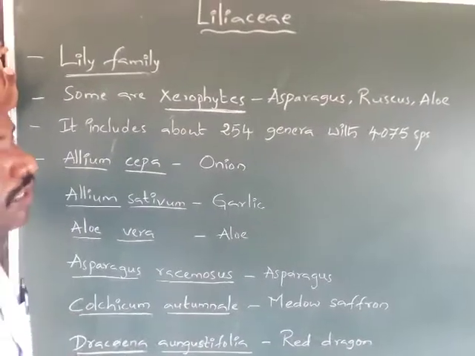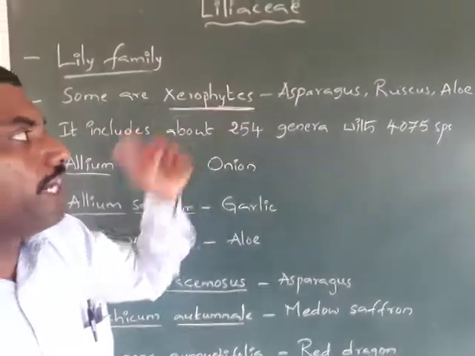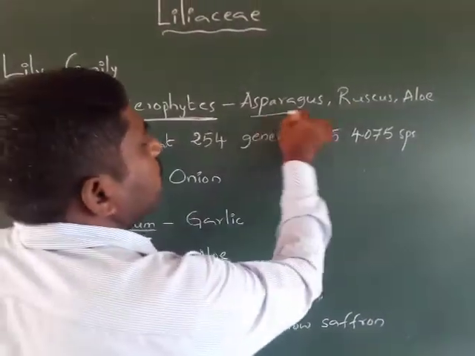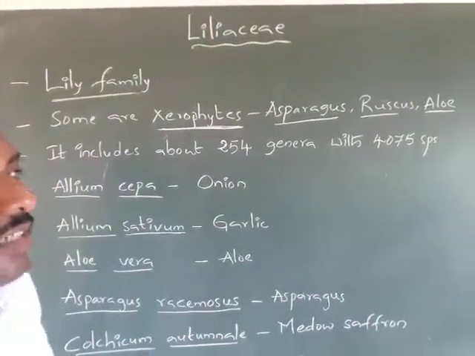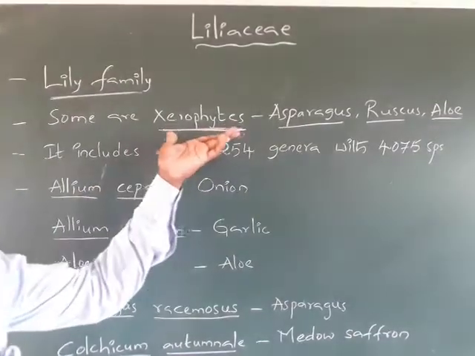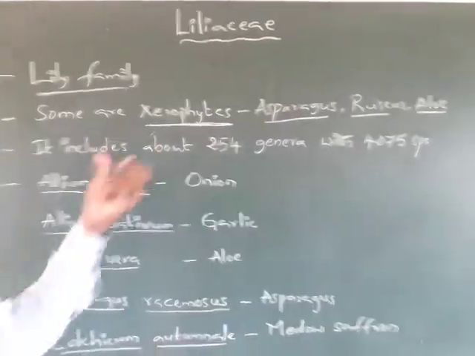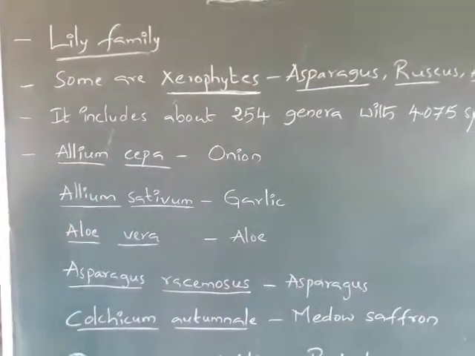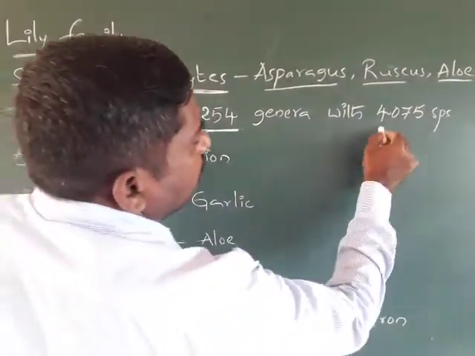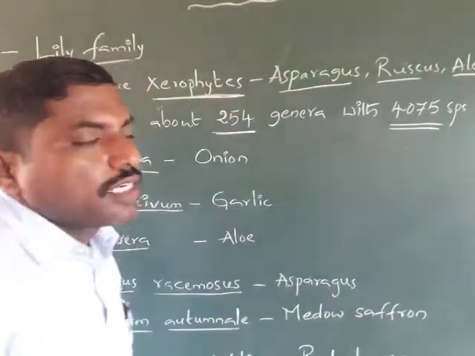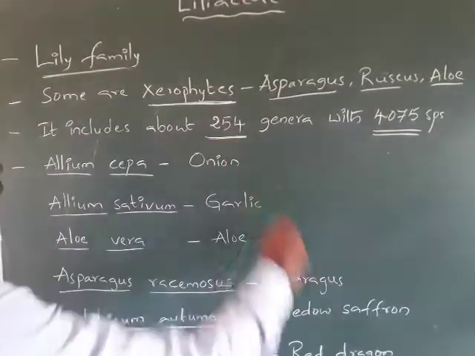Most of them are mesophytic plants, but some plants of the Liliaceae family are xerophytes. Examples are asparagus, ruscus, and aloe vera. These are xerophytic plants, which means they are grown in high temperature areas. The family includes about 254 genera with 4075 species.